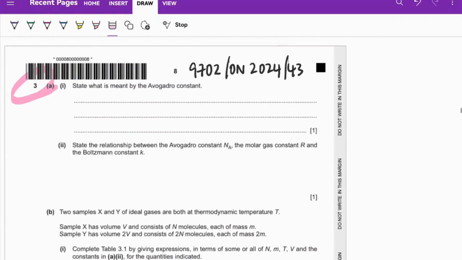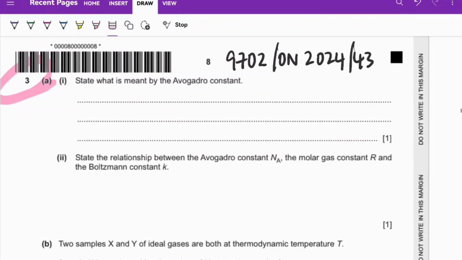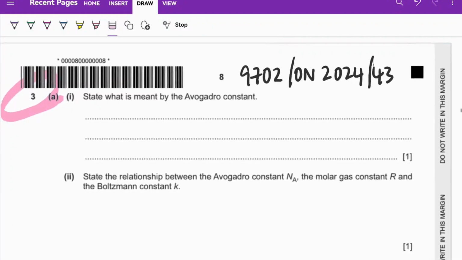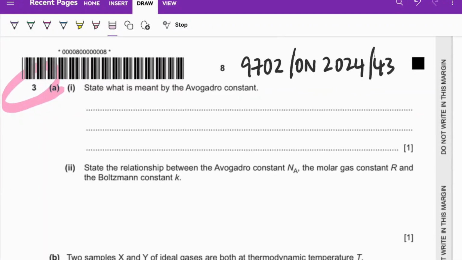Okay, let's get started. This is actually from Physics Paper 4, Variant 4.3, October-November 2024, CIE paper. So this is question 3A. Okay, let's start with Roman 1. State what is meant by Avogadro constant.